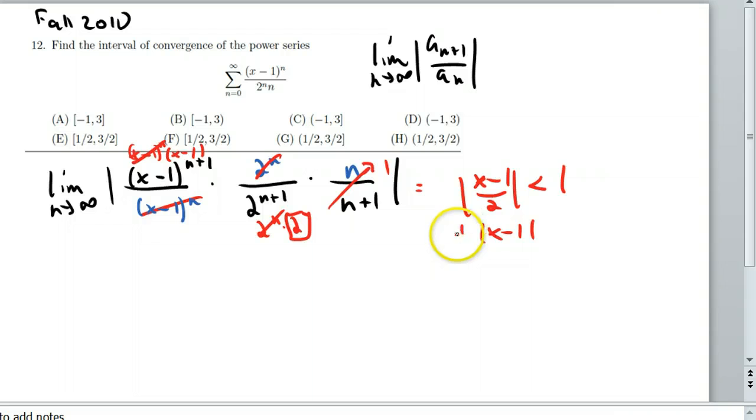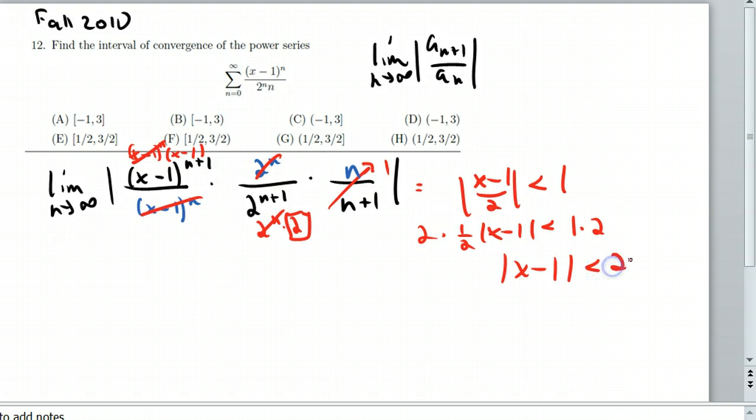Pulling out the half, we get x minus 1 in absolute value times a half is less than 1, timesing by the 2. We get the absolute value of x minus 1 should be less than 2. Now what that means is that x minus 1 is in between negative 2 and 2, adding 1 to all three parts. We get that x is between negative 1 and 3.